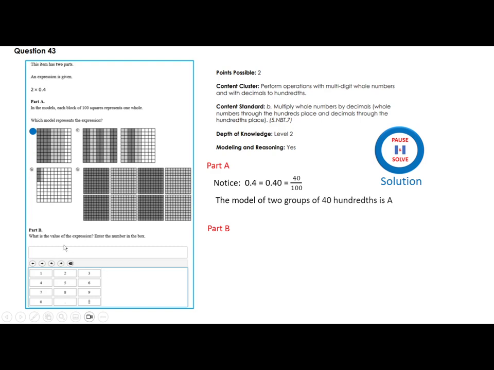Part B, which is the value? What is the value of the expression? Okay, 2 times 0.4 is 80 over 100. We figured that out. 80, that's 0.8. Or you can just multiply these two. 2 times 0.4 is 0.8, and put 0.8 here, which is 80 over 100, which is also 8 over 10.